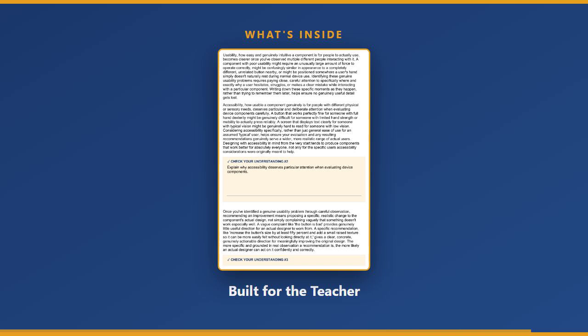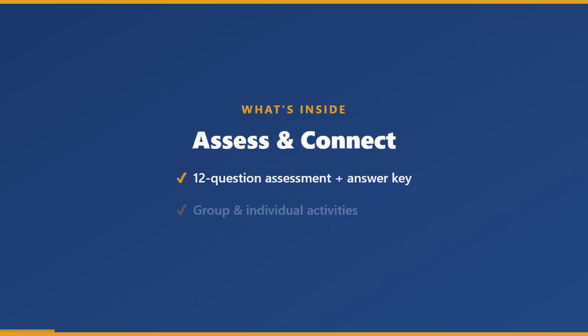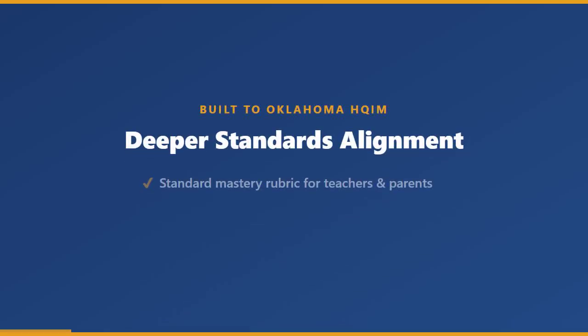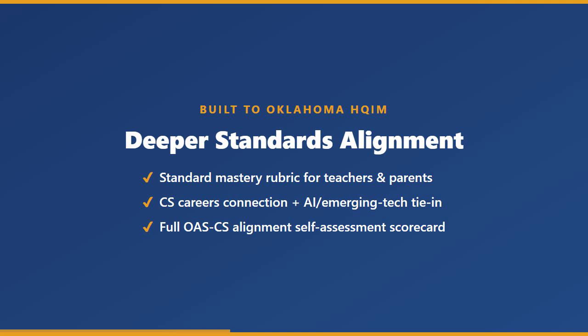built-in comprehension checkpoints. This unit includes a standard mastery rubric for teachers and parents, a visual comparison chart of observing yourself versus others, a CS Careers connection, and an AI connection, all built to the Oklahoma HQIM rubric, plus a 10-question assessment with answer key, group and individual activities, vocabulary puzzles, a family letter, and a certificate of achievement.